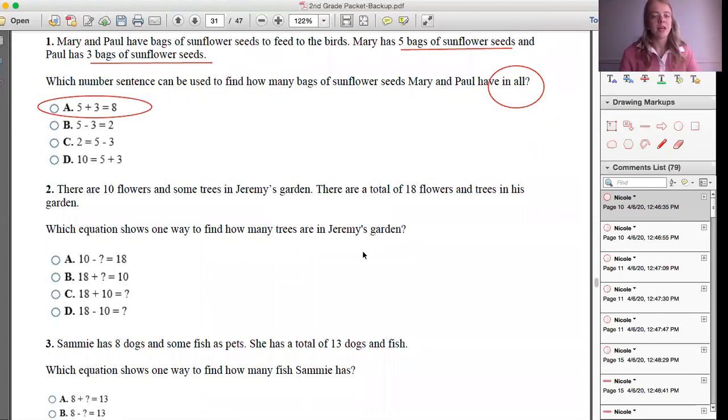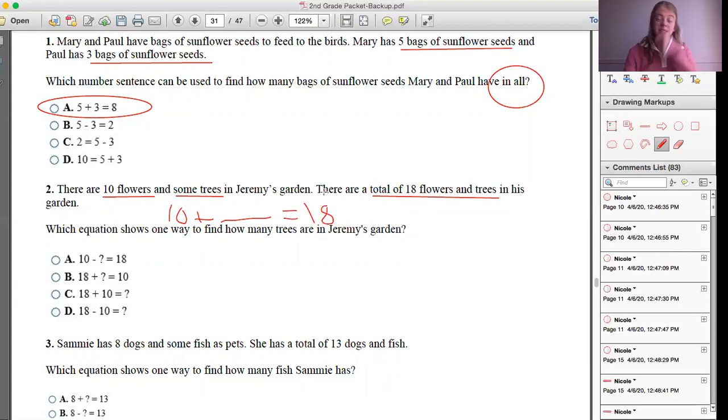Number 2, there are 10 flowers and some trees in Jeremy's garden. There are a total of 18 flowers and trees in his garden. Which equation shows how to find how many trees are in Jeremy's garden? So, we know that there are 10 flowers, and we know that there are some trees. We know the total, 18 flowers and trees. So when you're writing this number sentence, you could say 10 plus blank equals 18.